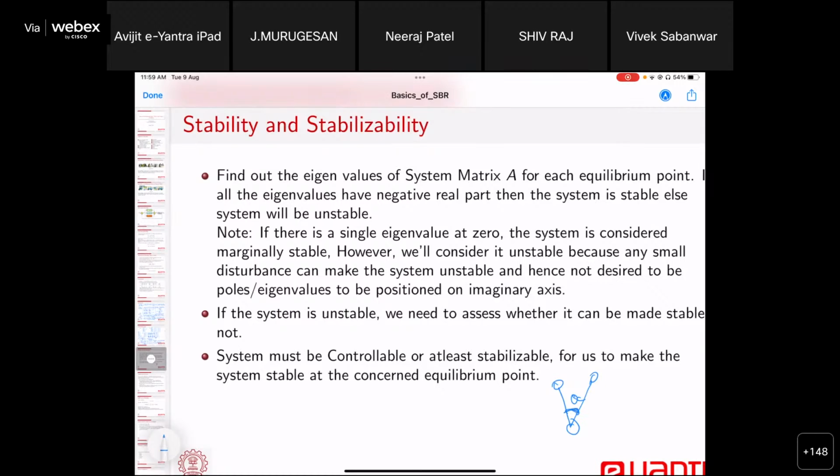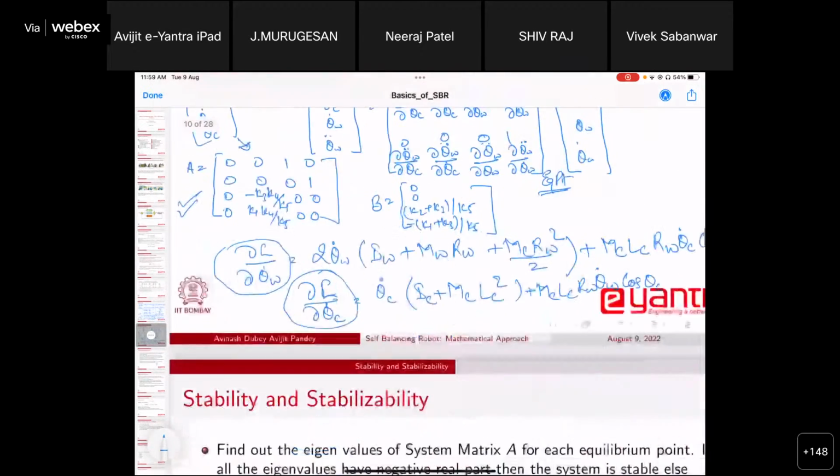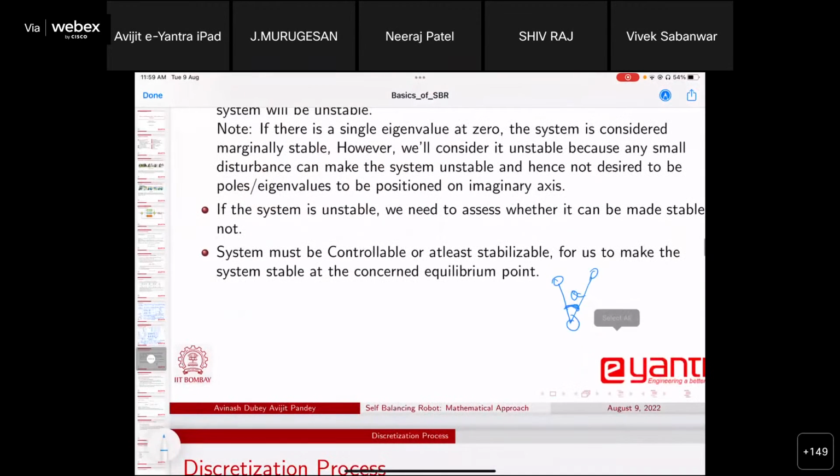If so, there are two equilibrium points. One is theta c equals 0, that is, theta c is vertically aligned, and the other is theta c equals pi, when it is vertically downwards. Now, you can see this is like a normal pendulum, right? And a normal pendulum is when theta c equals pi. This is a stable equilibrium.